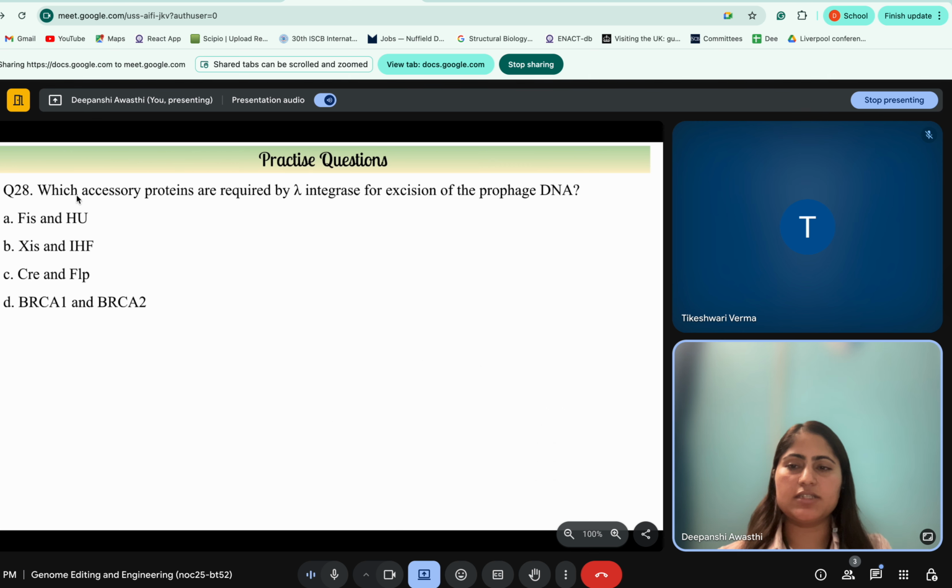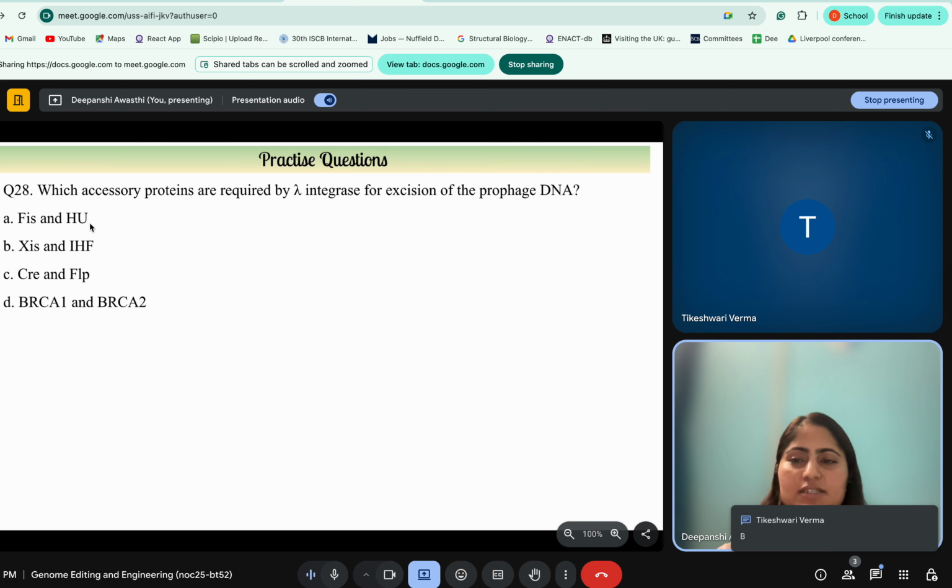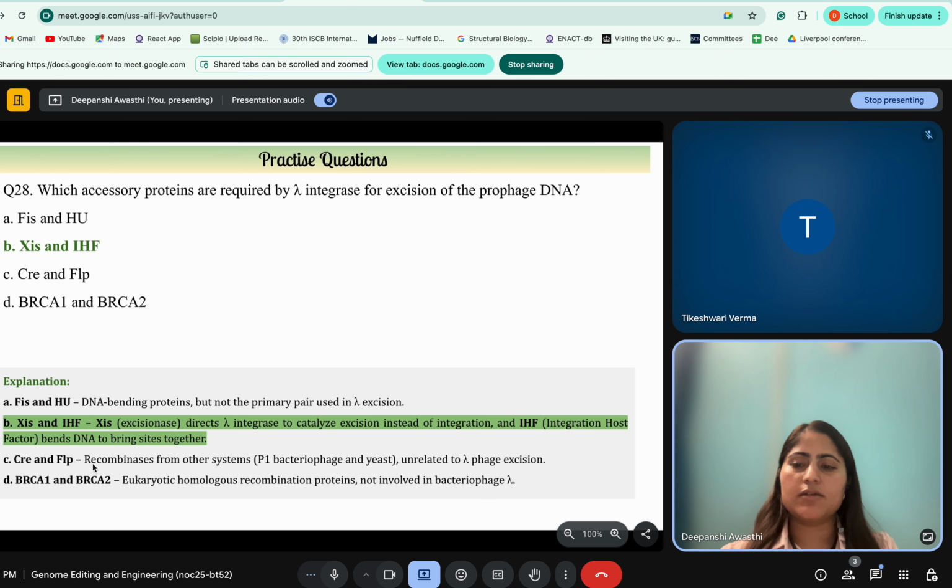Now the next question is, which accessory proteins are required by lambda integrase for excision of the prophage DNA? I guess this question is now coming for the third time. Option A is FIS and HU, option B is Xis and IHF, option C is Cre and FLP, and option D is BRCA1 and 2. So yes, option B is right: Xis and IHF along with integrase.